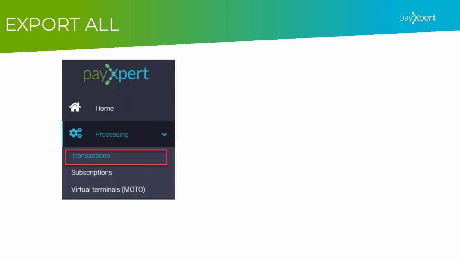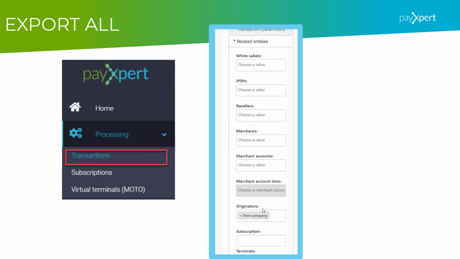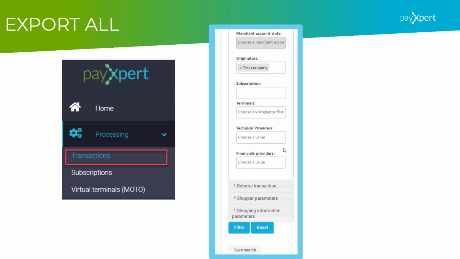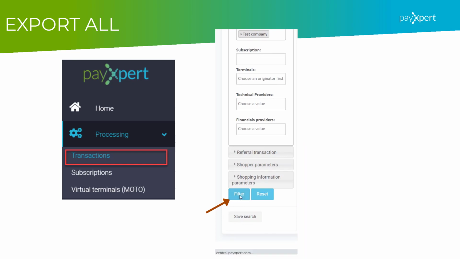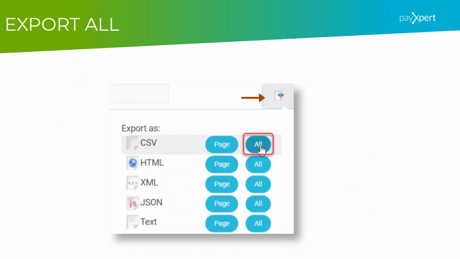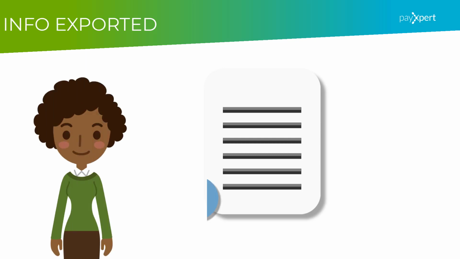Go to Transaction, Filters, enter the date type and the date from to. In the filters Related Entities, enter an originator. Click Filter. The system shows the results and activates the option in the Export menu. Then click the Export button and select the format you wish to download and the blue All button. The system downloads the filtered transactions in your requested format.